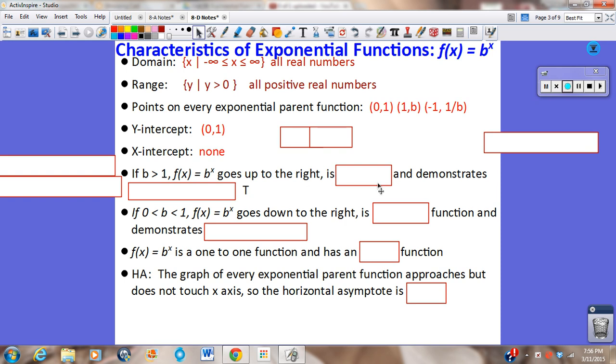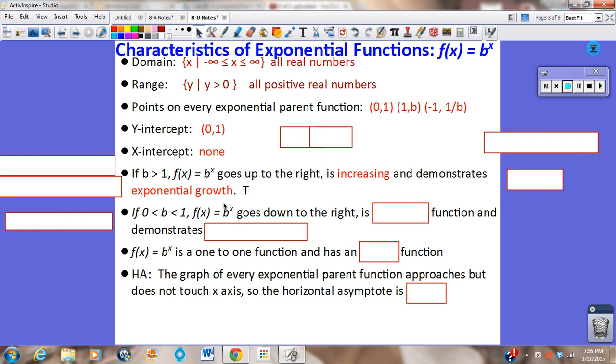X-intercept, there is none. If b is greater than 1, f of x equals b to the x goes up to the right. So in other words, it does this, okay? And you're going to see that. Also, it's always increasing, and it demonstrates exponential growth. This t doesn't really belong there, so don't worry about that.